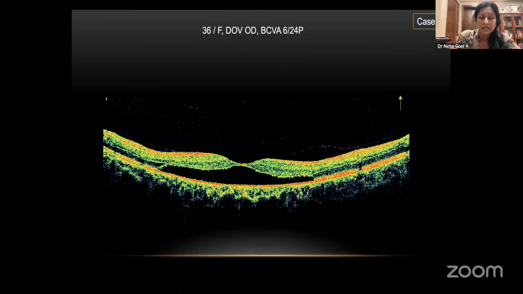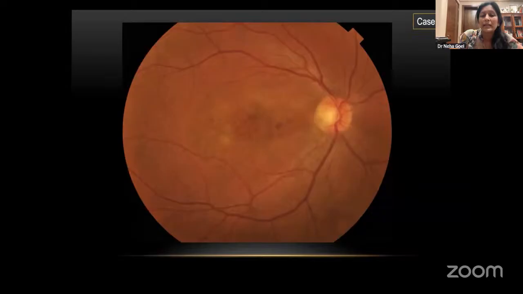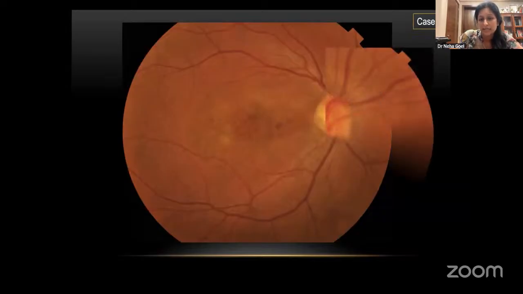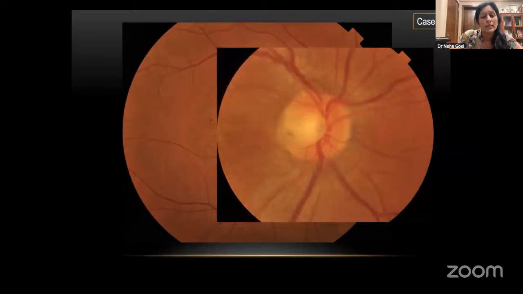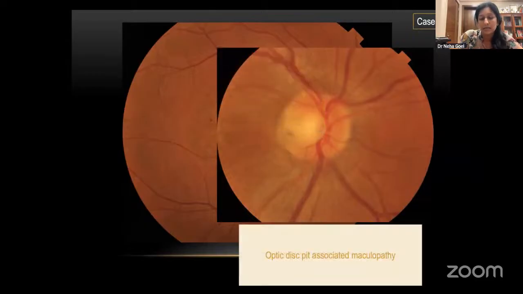Now, this is the sixth clinical pearl, so to say: a middle-aged female with decreased vision in the right eye and a neurosensory detachment. So again here, the importance of clinical examination cannot be overemphasized. Look at the disc. Look carefully. This was actually a case of optic disc pit-related maculopathy.